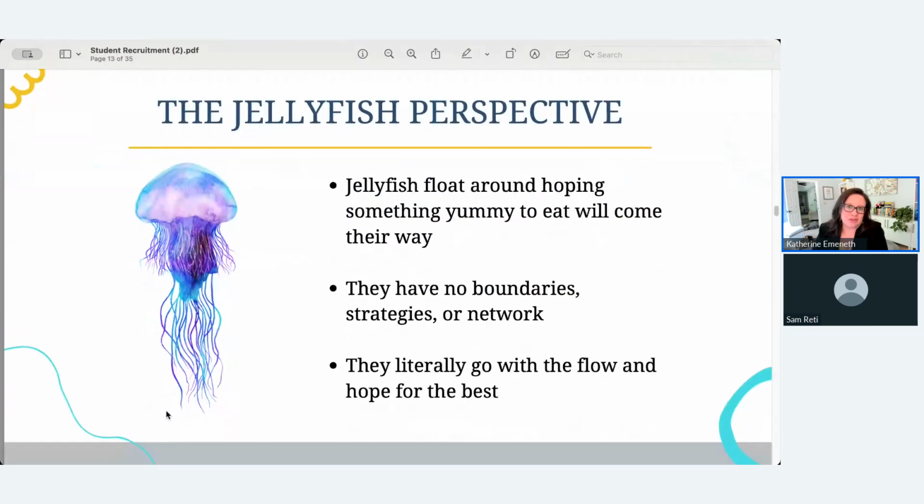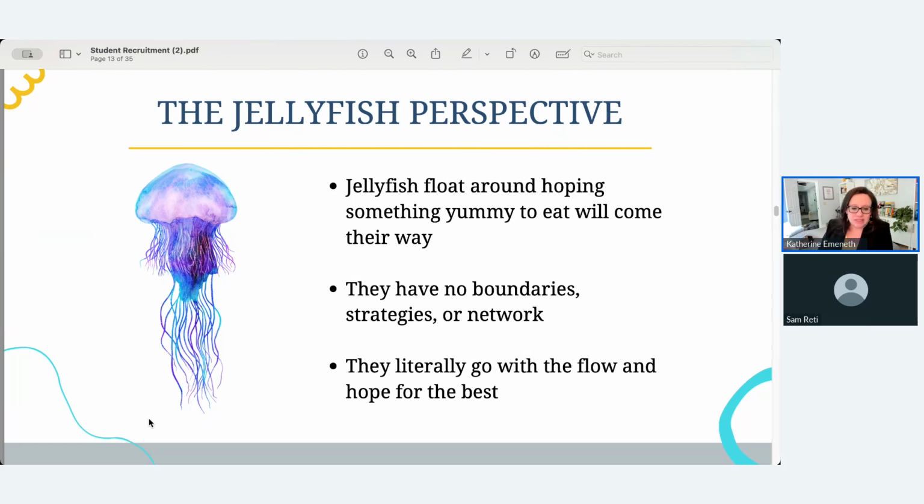Jellyfish are super cool creatures. However, they're just super chill. They float around hoping something yummy is going to come their way, that they're going to eat it, and they just hope, and they try a little bit, but it's not really strategic. There's not really a boundary. They just kind of go with the flow, literally, and they just hope for the best.